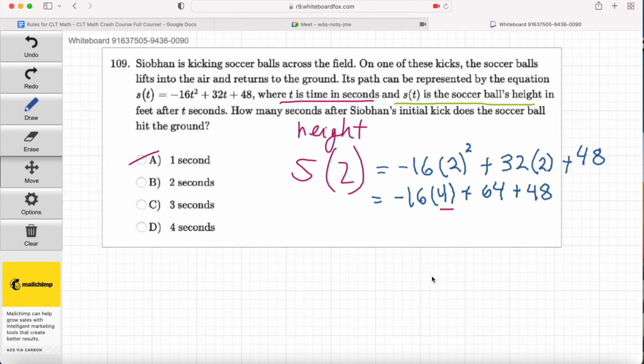What's 4 times 6? 24. So it's just 40 plus 24. Of course, it's going to be negative, right? Because we're multiplying a negative times a positive. But what's negative 16 times 4 going to be? Negative 64. Just another way to think about it.